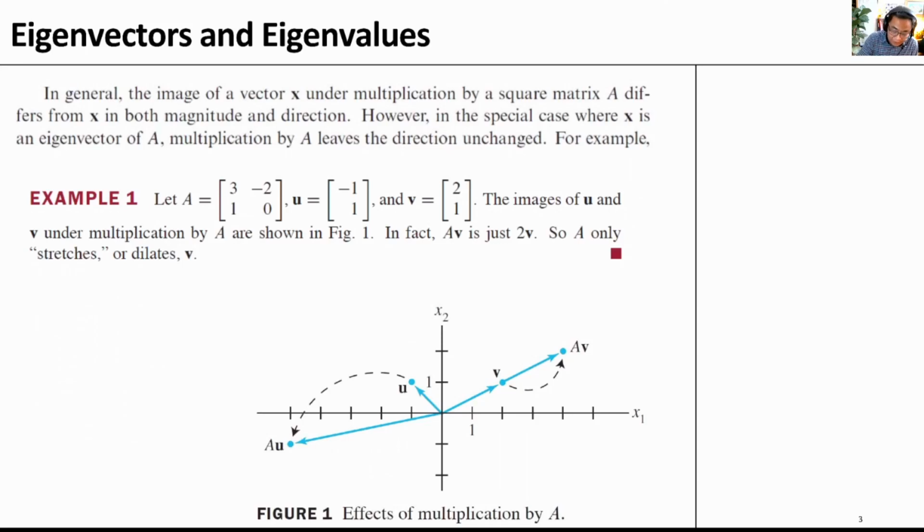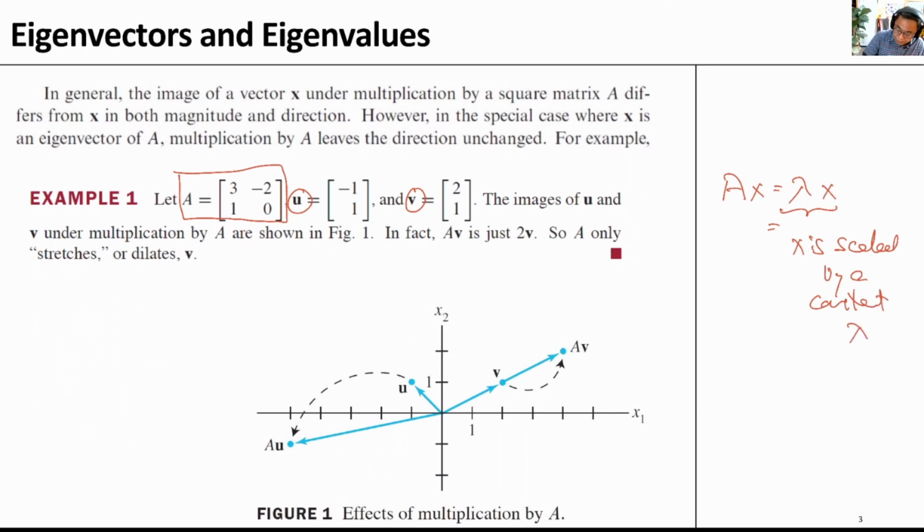Let us now have a concrete example of an eigenvector and eigenvalue. We will explore the matrix A, which is a 2 by 2 matrix, and we want to see whether U or V is an eigenvector of matrix A. Remember that an eigenvector is a vector x such that when A is multiplied by x, it will be lambda multiplied by x. The interpretation of lambda multiplied by x basically means that x is scaled by a constant lambda.